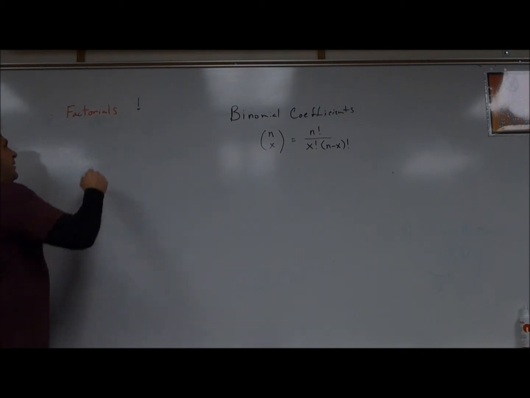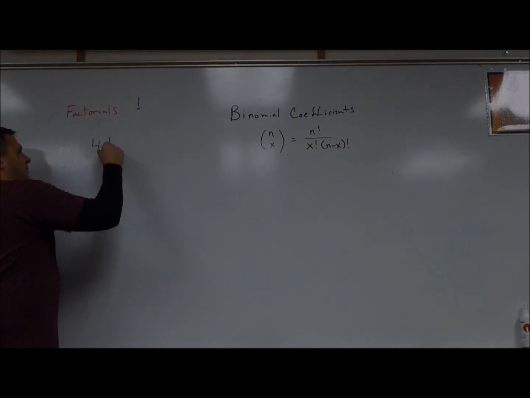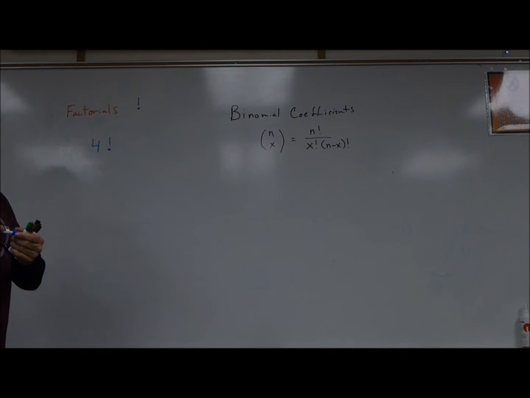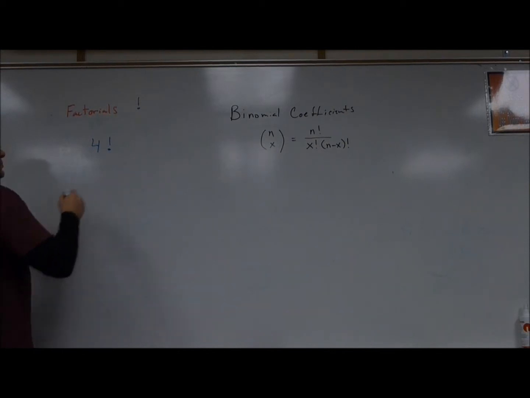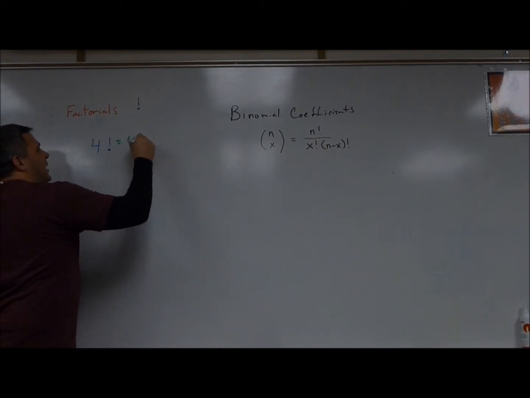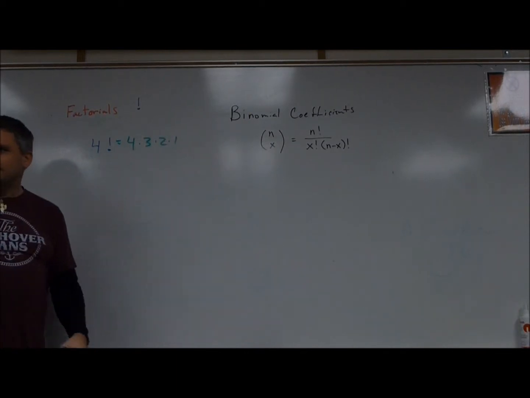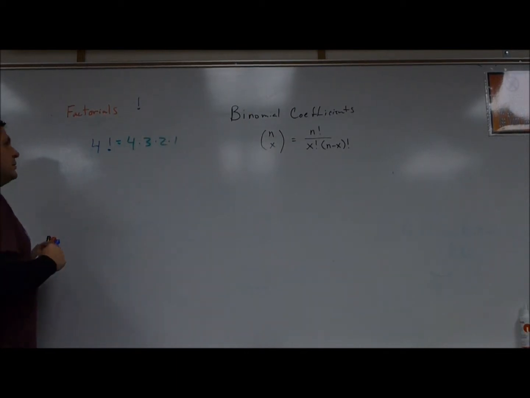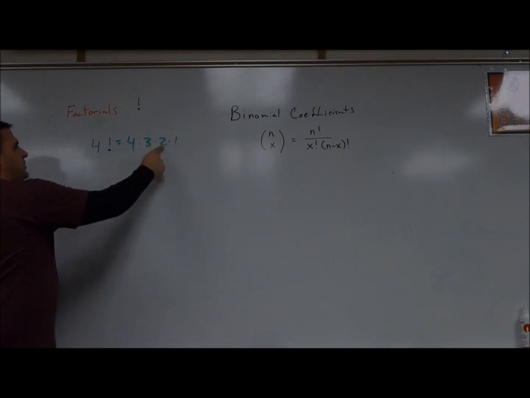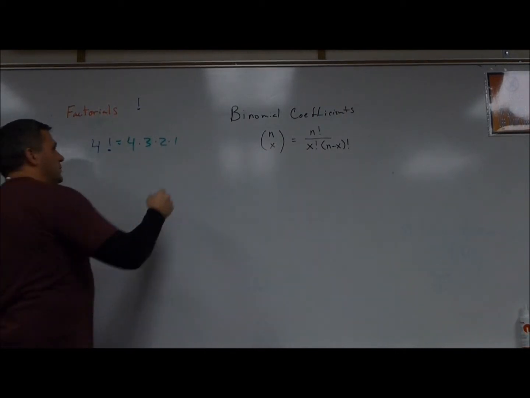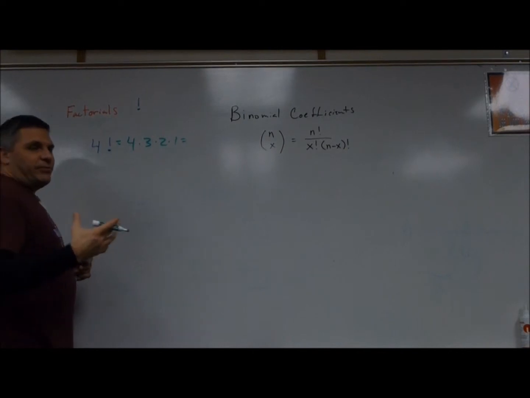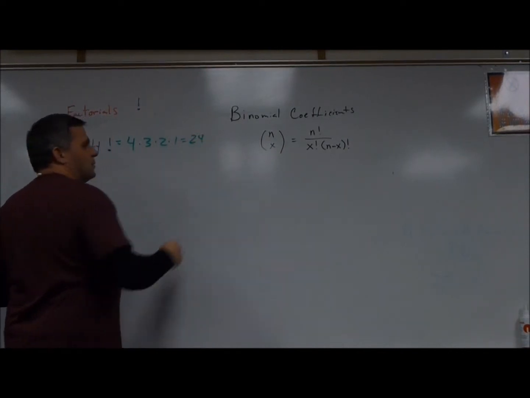So if I were to say 4 factorial, that would equal 4 times 3 times 2 times 1, which is 12 times 2, which is 24. Okay?